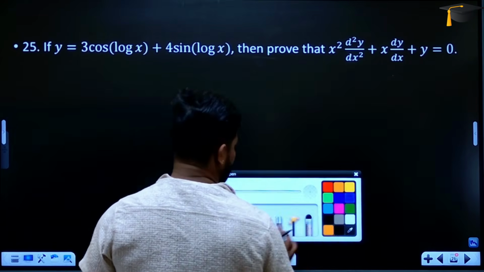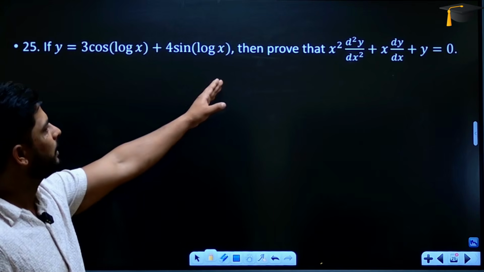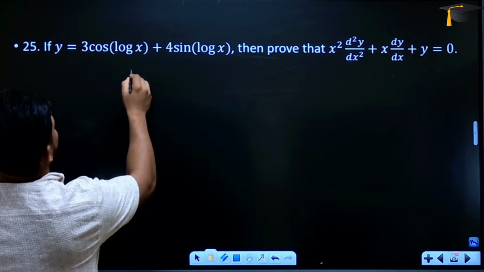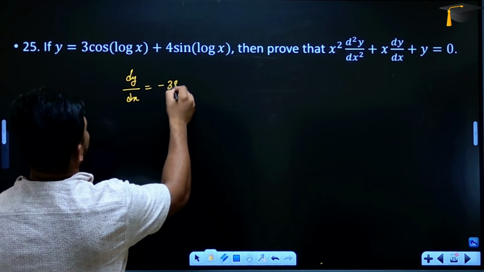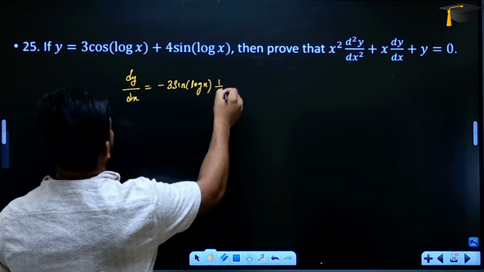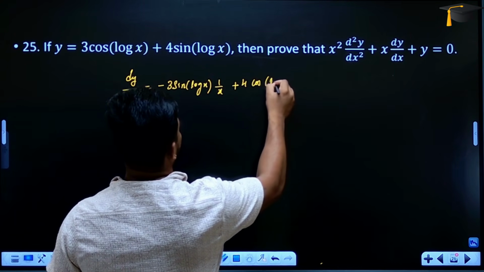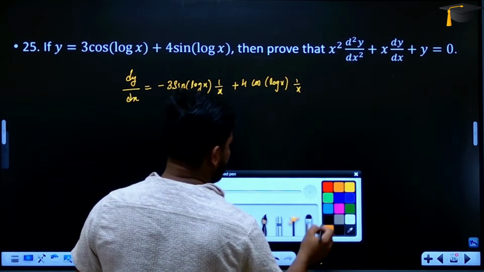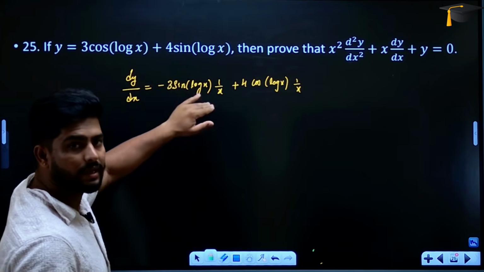Okay. I think this is the last one. So y is equal to 3 cos log x plus 4 sin log x. Prove that question. So first let's do dy by dx. dy by dx is equal to minus 3 sin of log x into 1 by x plus 4 cos of log x into 1 by x. Okay. Now first of all, 1 by x is common here. Only after taking common can you send it back to this side.